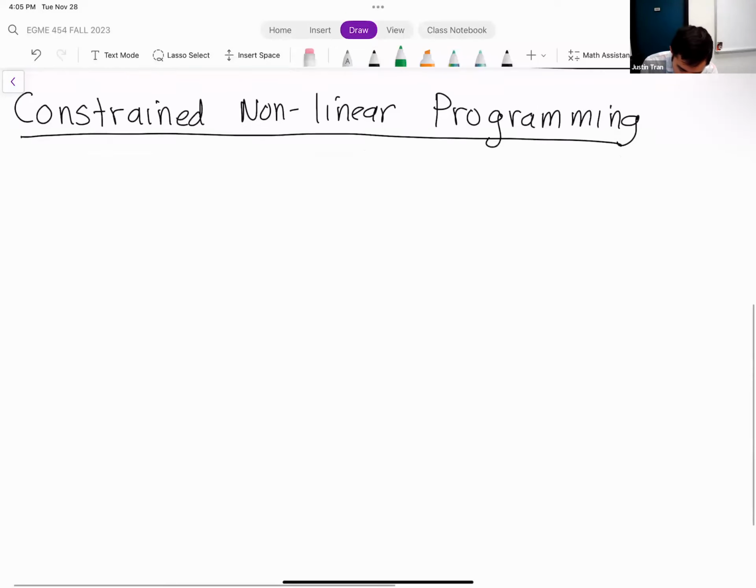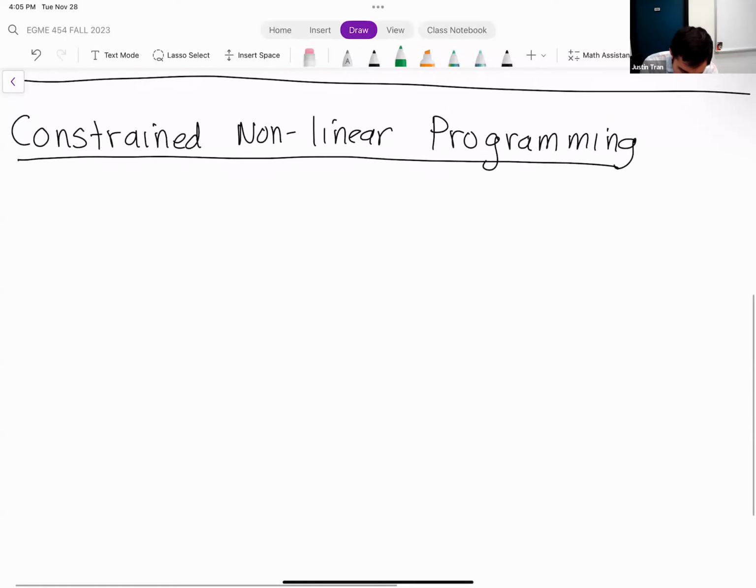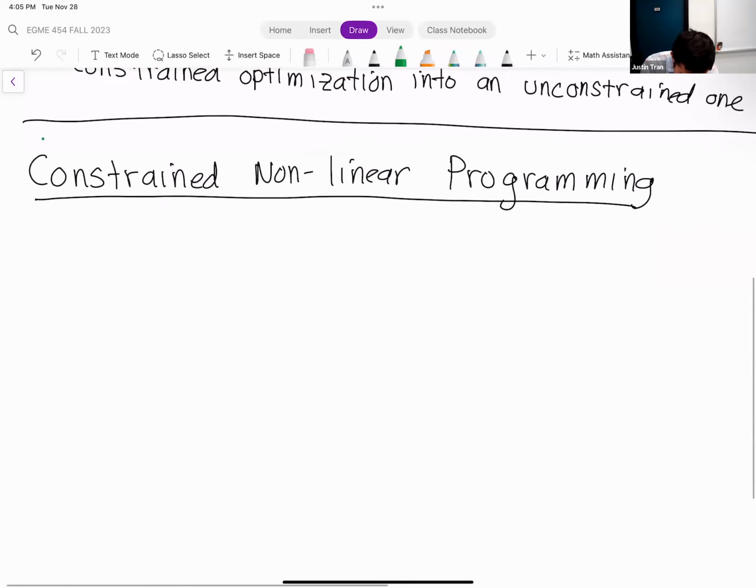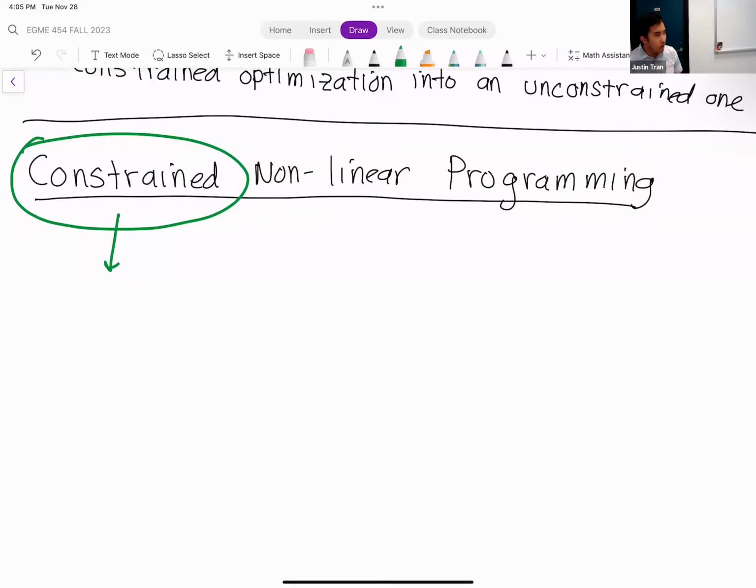Okay. On the one hand, there are two parts of this title that I want to focus on. The first part is the constraint part. What this basically means is that we are working in a constrained setting here. So our objective function or our design variables are going to be subject to constraints.